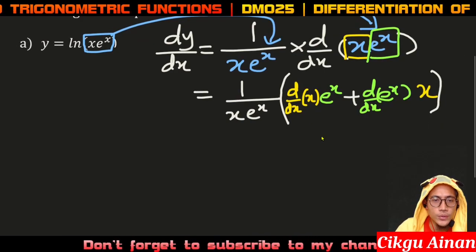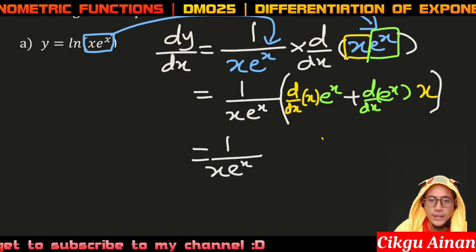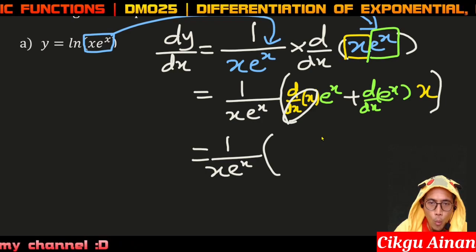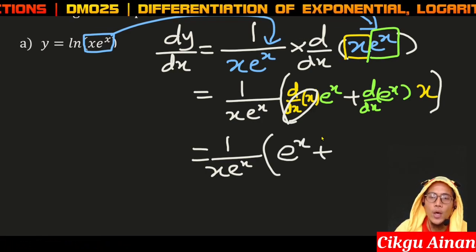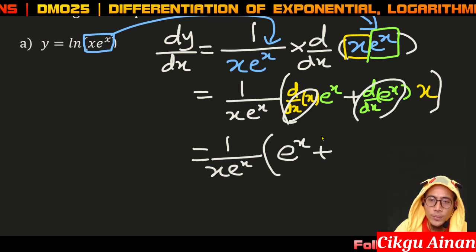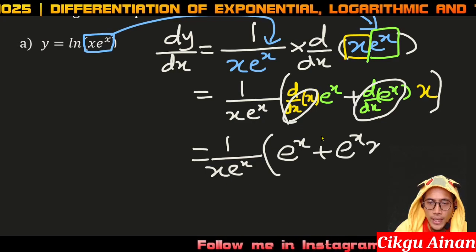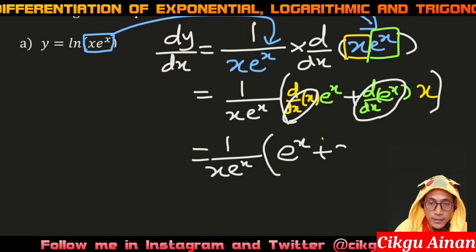Let's continue. So this one, x e to the power of x. Differentiating x with respect to x is 1, multiplied by e to the power of x is just e to the power of x. Settled. Now plus, differentiating e to the power of x with respect to x is e to the power of x itself, multiplied by x. That's all. But it's better to put this x in front, like this.